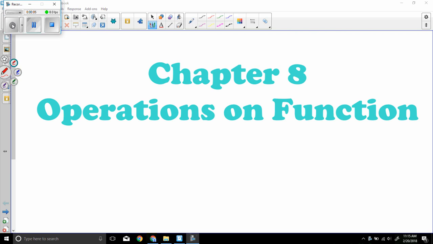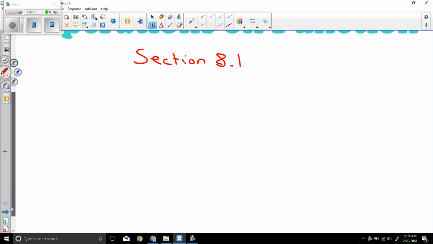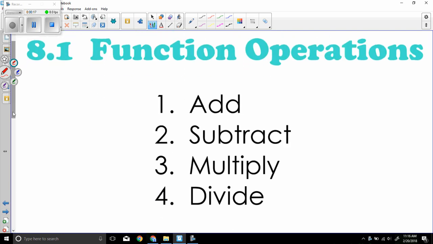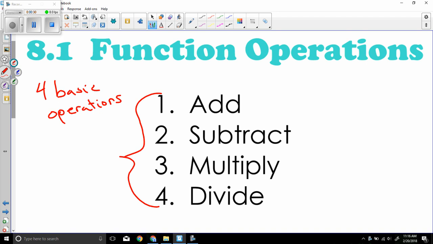Chapter 8, Operations on Functions. This is section 8.1. Today what we're going to focus on is doing the 4 basic operations on functions.